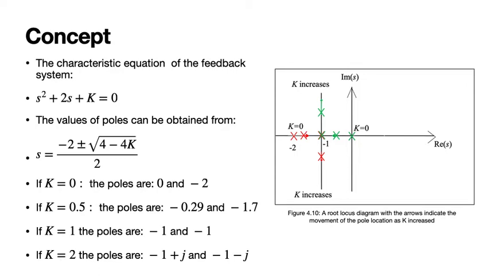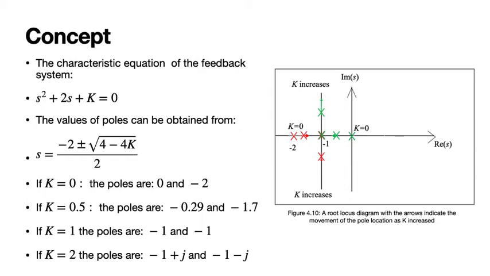The first one will be minus 1 plus j. So let's say I represent here minus 1. This is minus 1 for the real axis. Let's say for the imaginary axis, this one is plus j. And then for the red one, it will be minus 1 minus j.